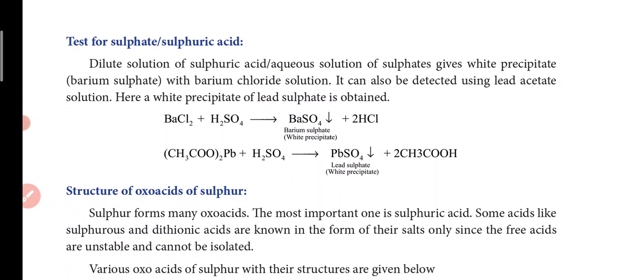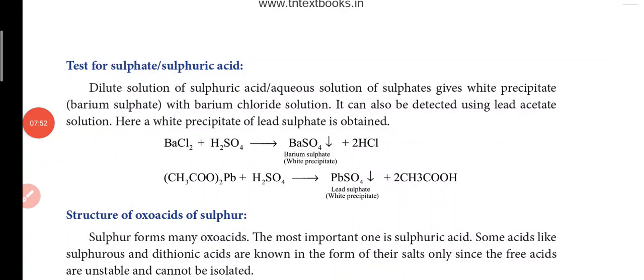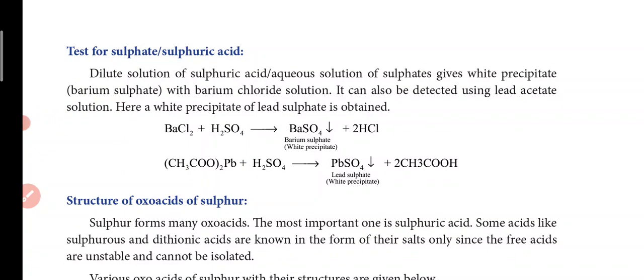And next is test for sulfate and sulfuric acid. So for example, in your 11th standard you would have done practicals, that is inorganic analysis, yes or no? So there you would have got zinc sulfate salt. So you have to do a test for the identification of the presence of this sulfate. So how will you identify the presence of sulfate?